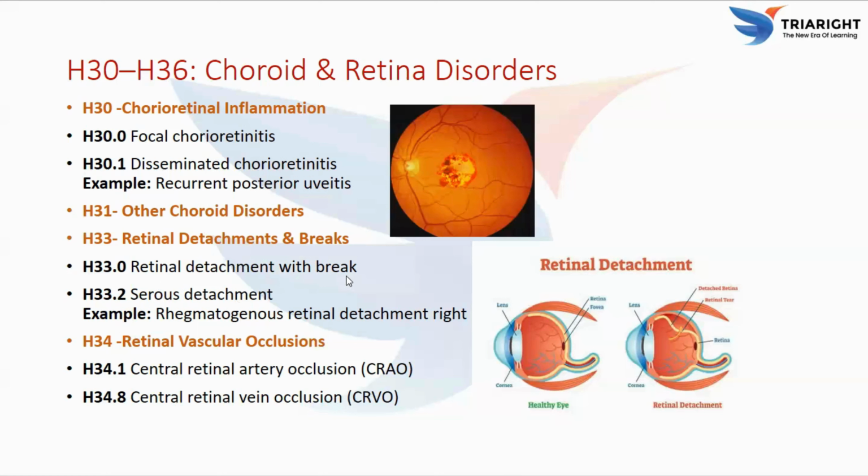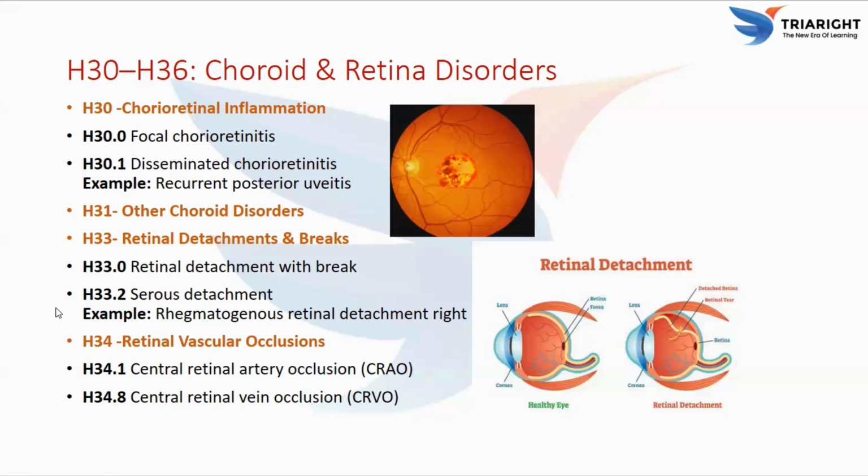H33.0 for retinal detachment with the break. So what does it mean? A retinal tear or a hole forms so that the fluid enters behind the retina and the retina detaches. This is called the rhegmatogenous detachment, which is the most common type of detachment. So what are the symptoms? Sudden flashes of light and many floaters.